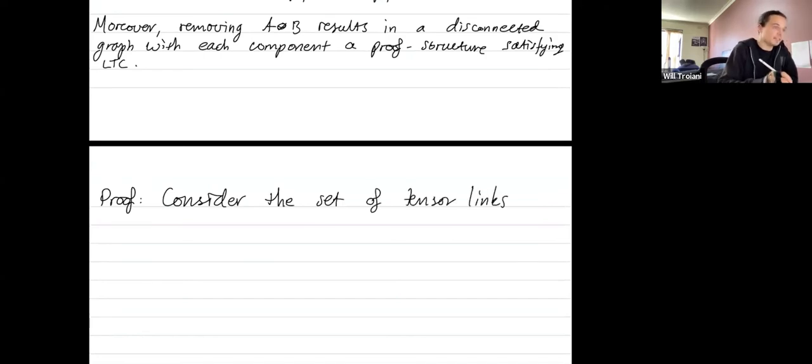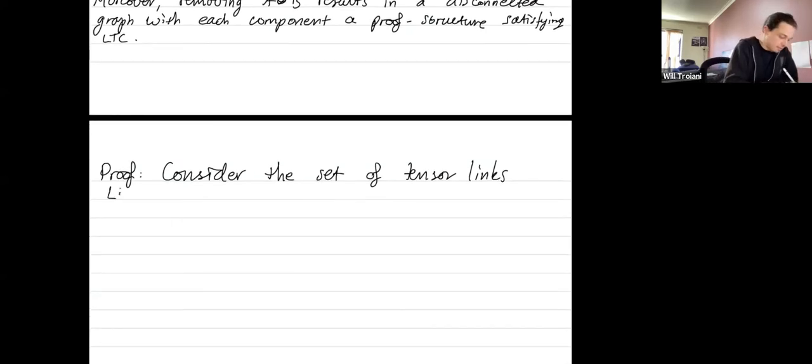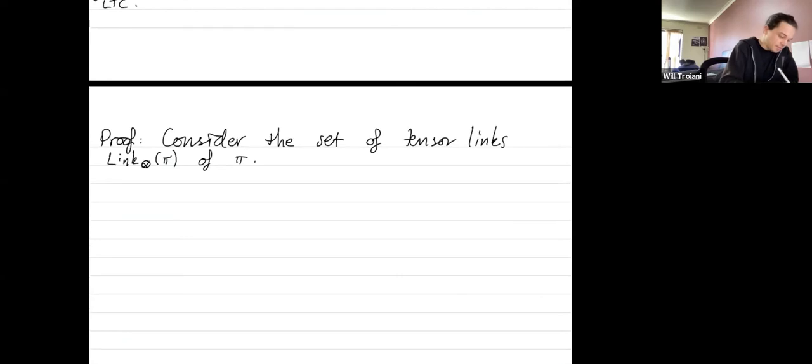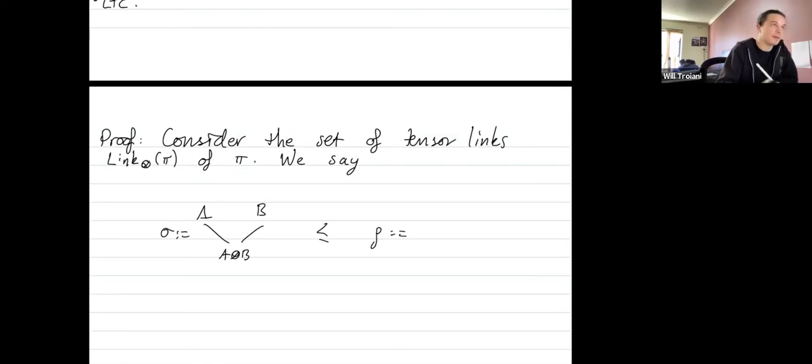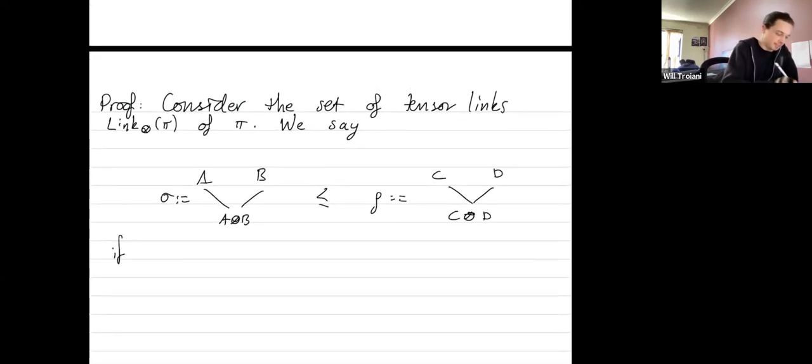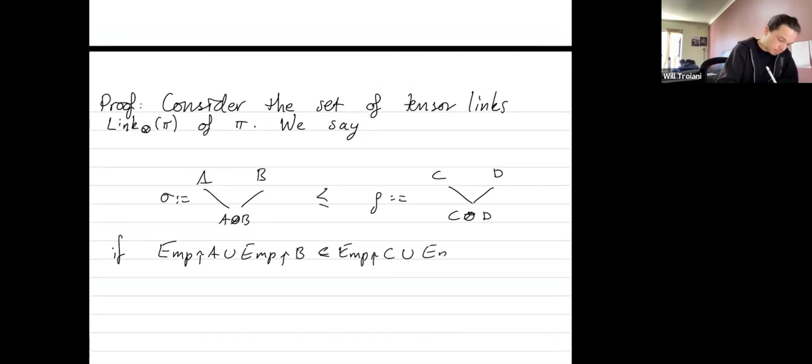Okay, we're going to start by looking at the set of tensor links because I'm going to define this partial order on this set. So we say sigma is less than or equal to rho if this union is a subset. So we just inherit it from the set structure on the empires. Easy.